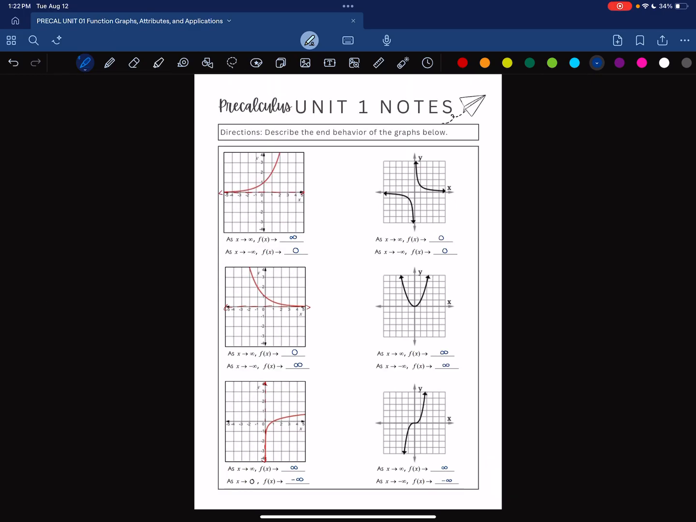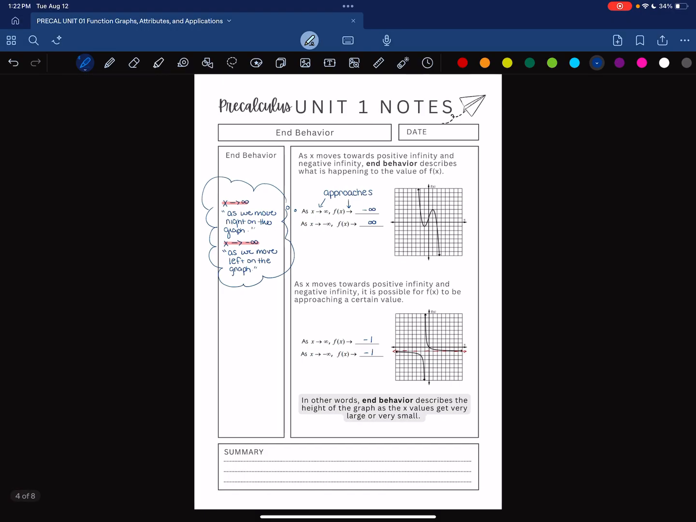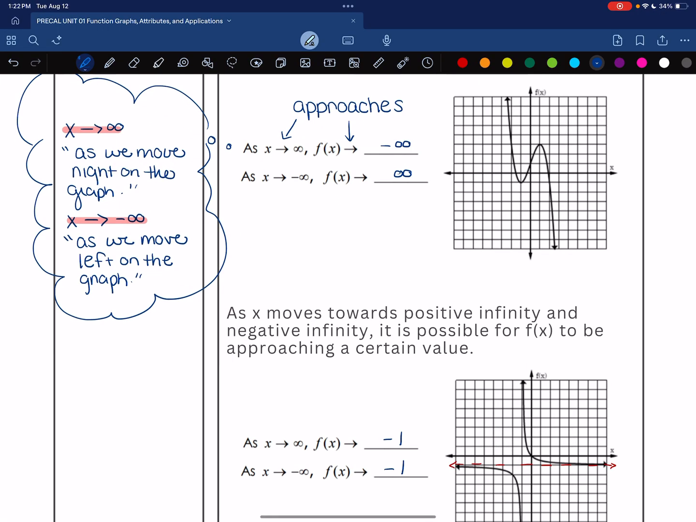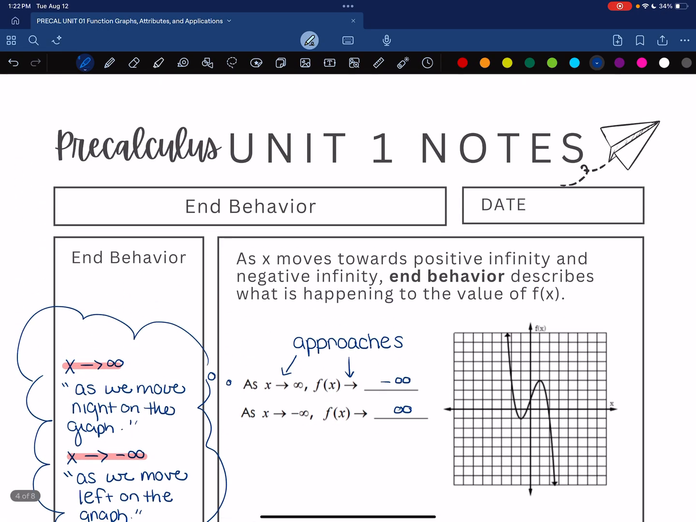There you guys go. That is the end behavior for these graphs. Just kind of a deep dive on one of the key attributes of our functions that we'll see throughout this year. If you had any questions about end behavior, would you please take a moment and share those now?